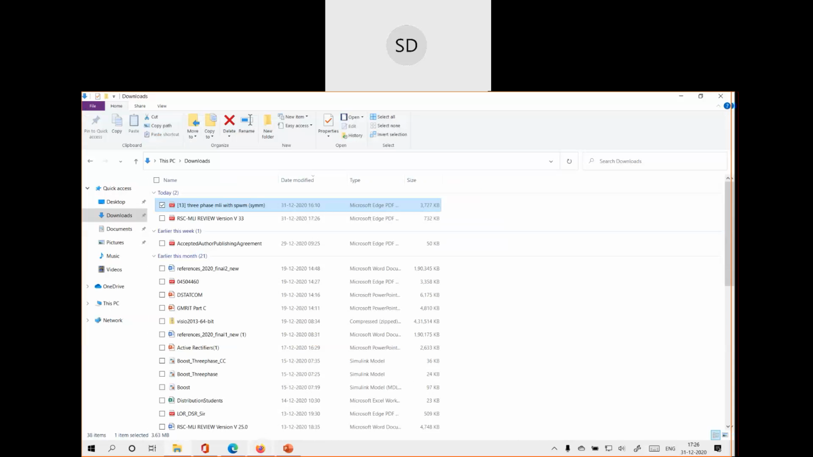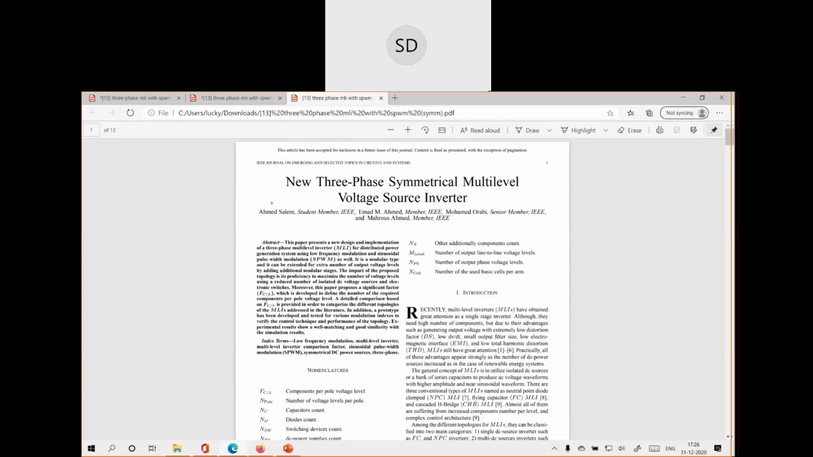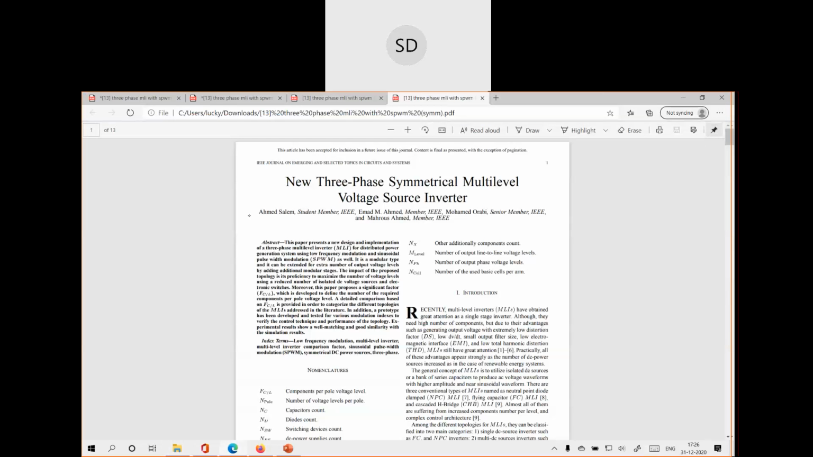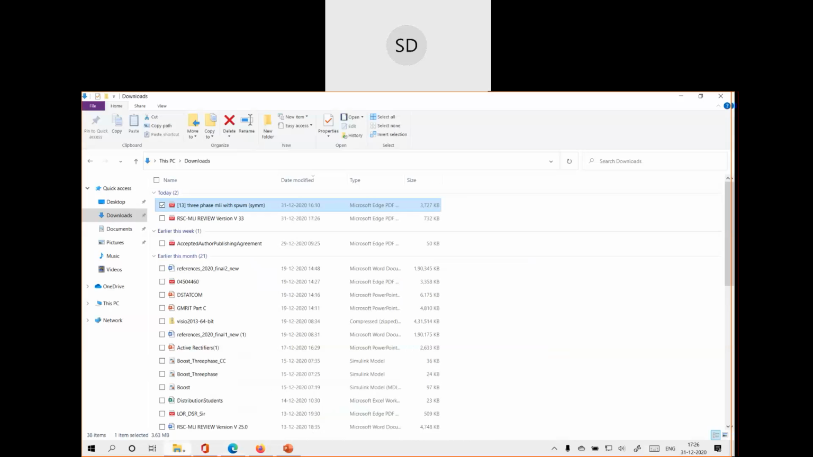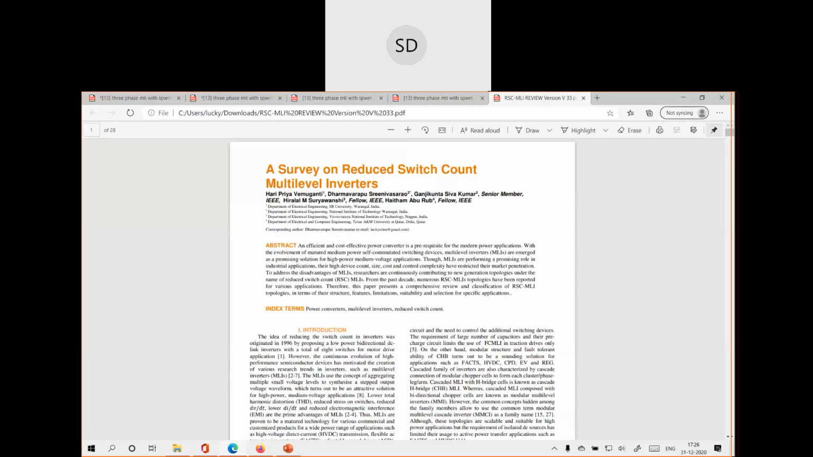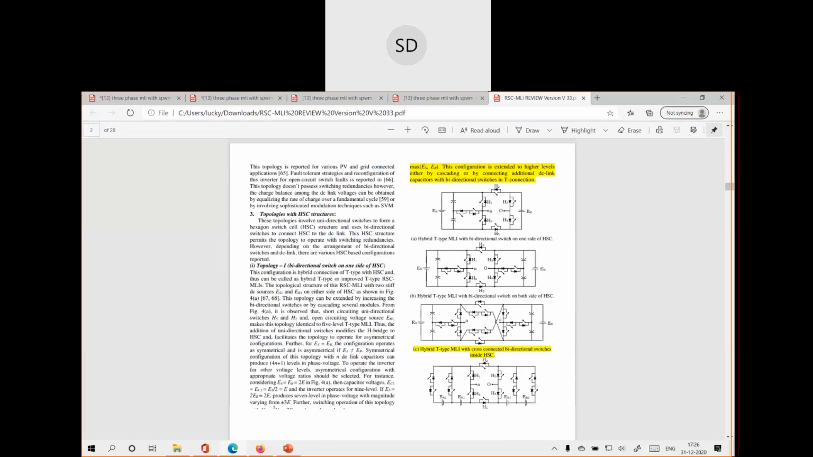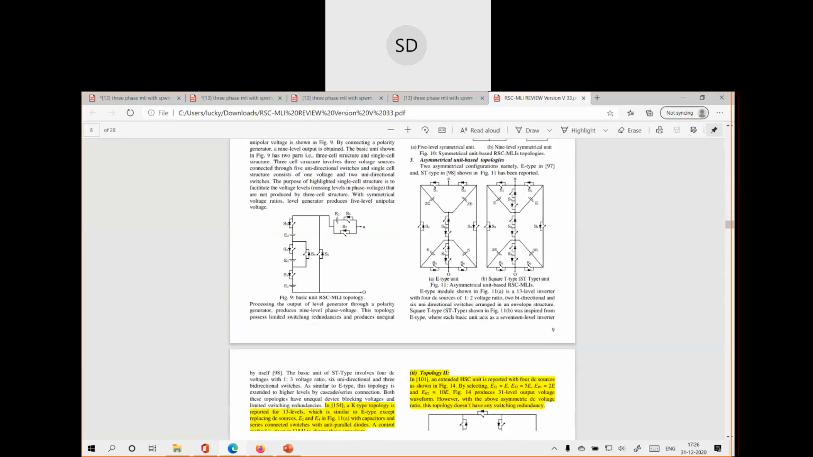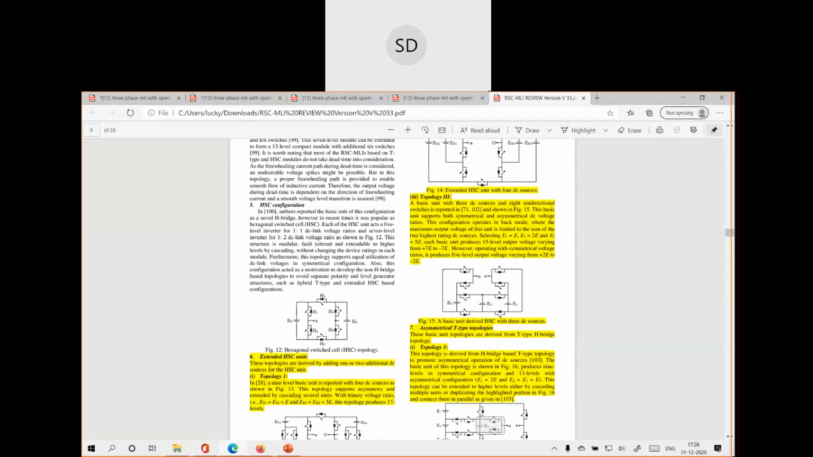So we have another one. One of the switched capacitor topologies, that is worth mentioning.